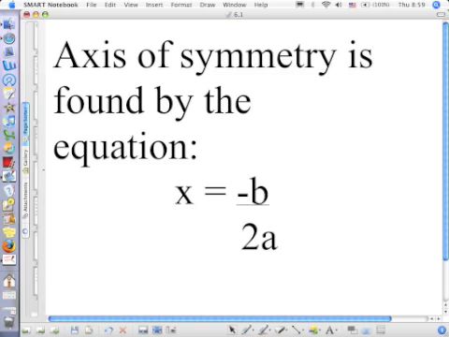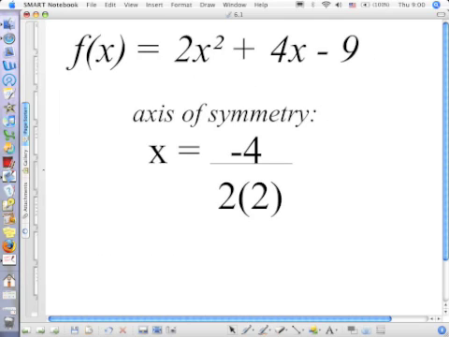Well, where do I find b? In the equation. It's the coefficient of your x term. And where do you find a? It's the coefficient of your x squared term. So you're actually looking for numbers in the equation to plug into this to find out where your axis of symmetry sits. All right, so we are going to find the axis of symmetry for this specific function.